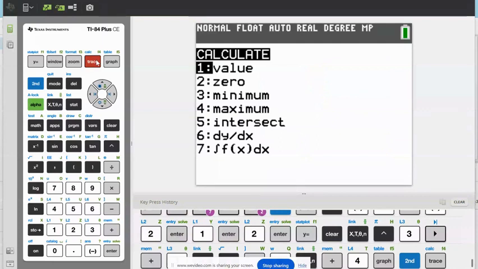Guys, read it to me. What was it? X to the third plus 3x squared. It was like this.